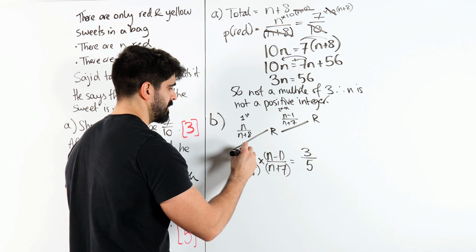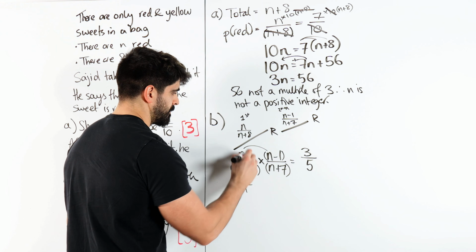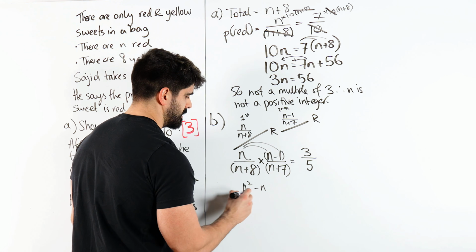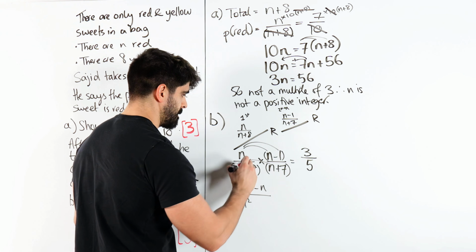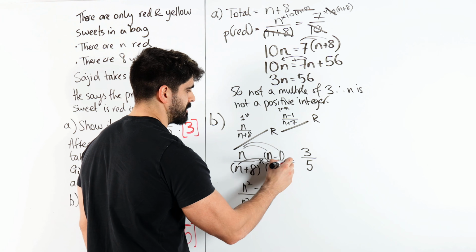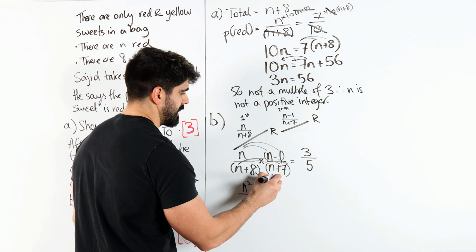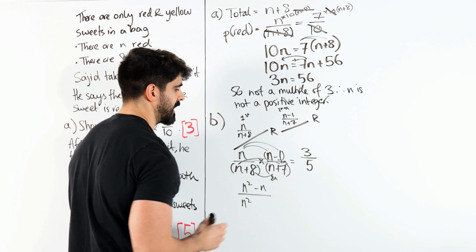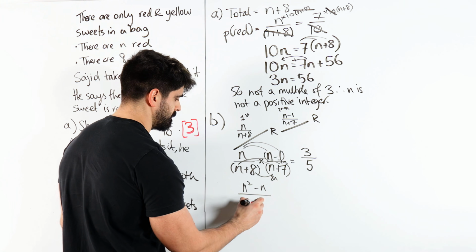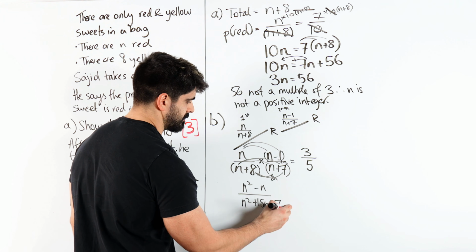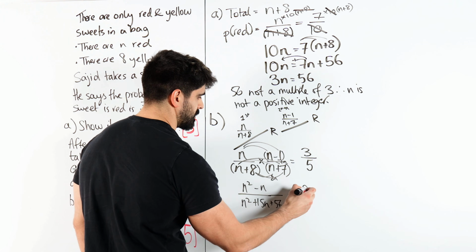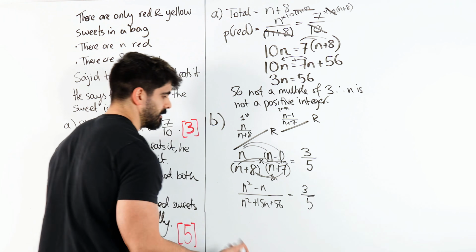Because we're multiplying, we have n squared minus n divided by, here we have n squared. Here we have 7n, so I'm going to be a bit messy here, 7n. And then we have 8n. 7 plus 8 is 15. Then we have 8 times 7, 56. Is 3/5.